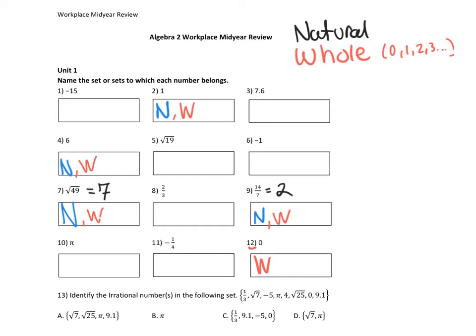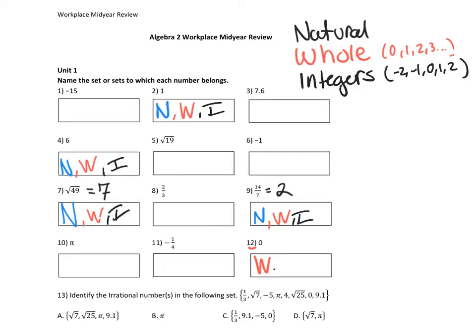Our next subset of real numbers is integers. These are now positive and negative numbers, so like -2, -1, 0, 1, 2, and so on. So again, all of the ones we've already labeled, all the natural and whole numbers, are also integers. I'm going to label those. And now we need to look for any negative integers. So like number 1, -15 is an integer. Number 6, -1 is an integer. And that's it.